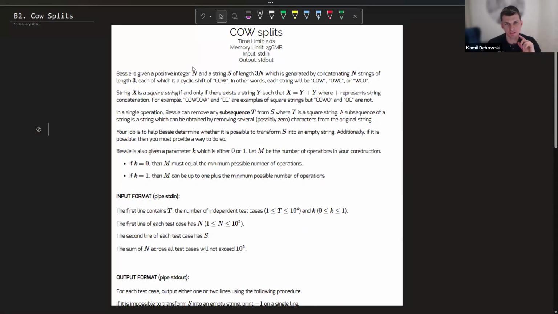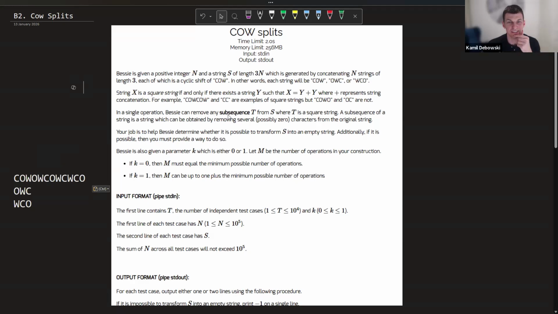Second problem, B2, is called cow splits. And for me, when I read all the three problems, it is what I left for the last because it seemed most scary to me. We have a string given, which is a concatenation of the word cow, possibly rotated, or a cyclic shift of it. So we have cow, owc, and wco available. And we concatenate them and glue together. Like maybe after this we have another occurrence, maybe then this one, and so on. We are given such a string.